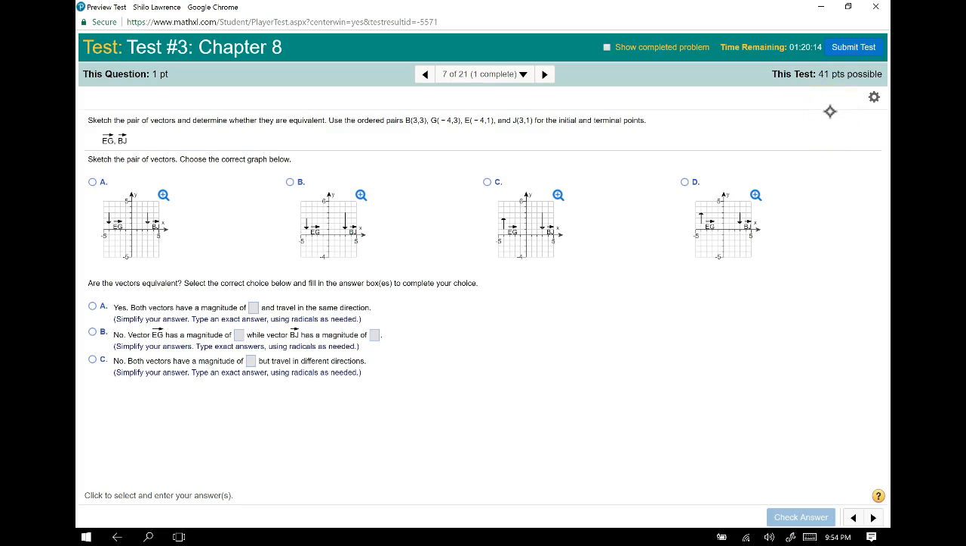And then they want to know if they're equivalent. And these are not equivalent because you can see the arrows are pointing in different directions. EG is pointing up and BJ is pointing down. Both vectors have the same magnitude. We can see they're both 2 units long, but they travel in different directions. One's pointing up, the other's pointing down. So they are both 2 units long, but they both have to have the same direction as well in order to be equivalent.